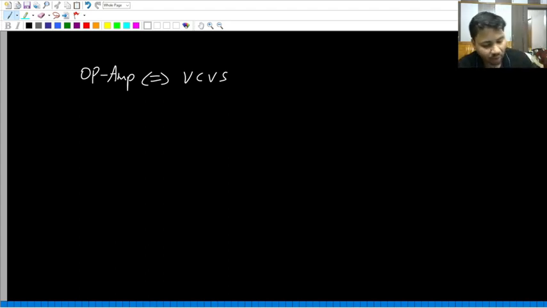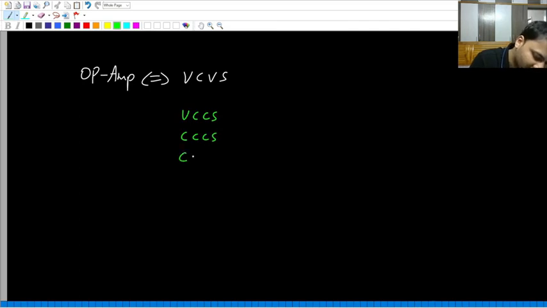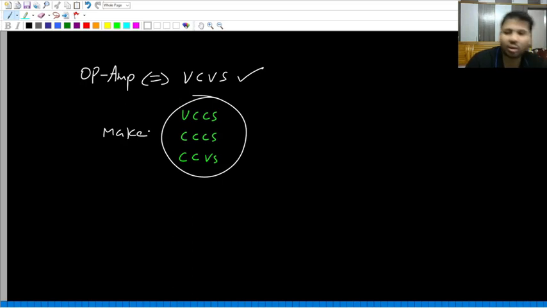Now using this op-amp, which itself is a voltage controlled voltage source, we'll try to make the other three dependent sources. What are the other three dependent sources? We have VCCS, we have CCCS, we also have CCVS. Right now we only have the op-amp, a voltage controlled voltage source, and using it we'll try to make the other three controlled sources. That is the agenda for the initial part of this session.